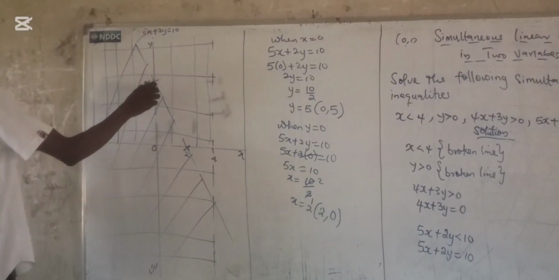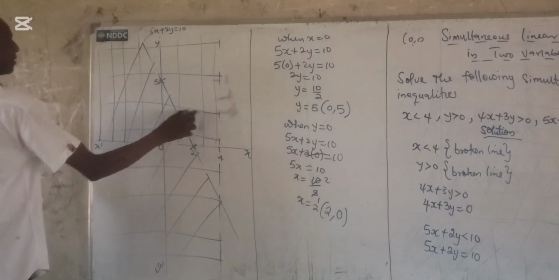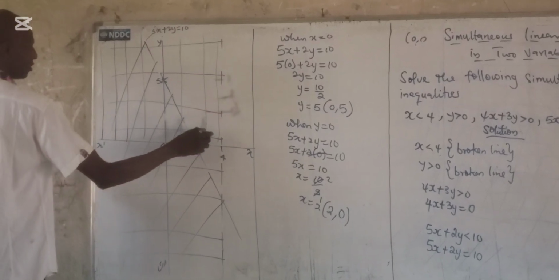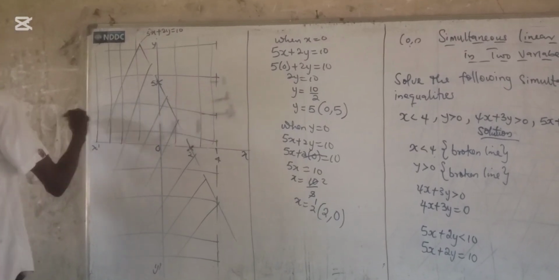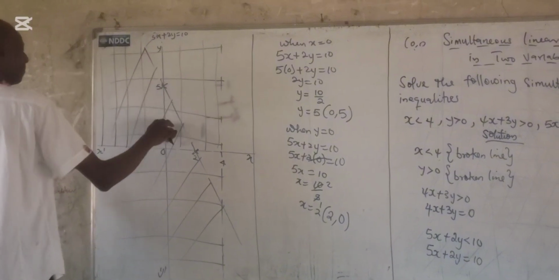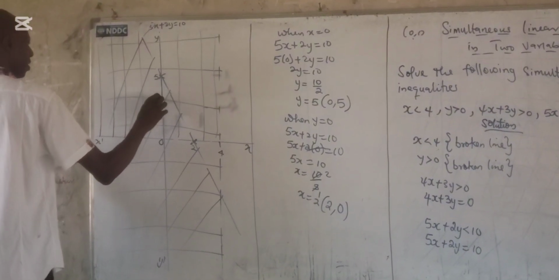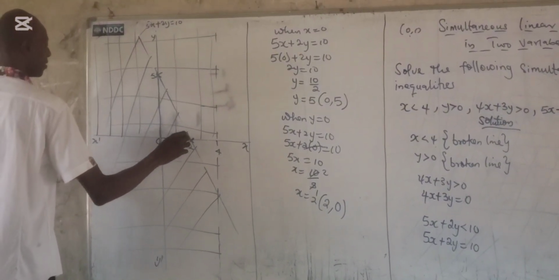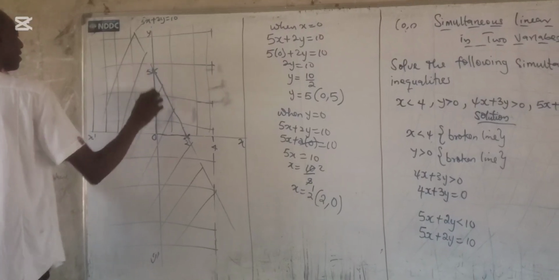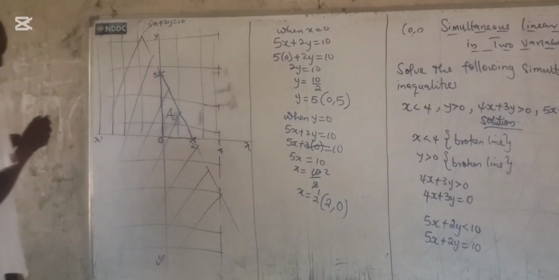Look at the x-axis, where all the points meet is the solution, the region of the solution of the graph. We look at this one, draw here, you come here, all of them meet at this point. So here is now the solution of the graph.